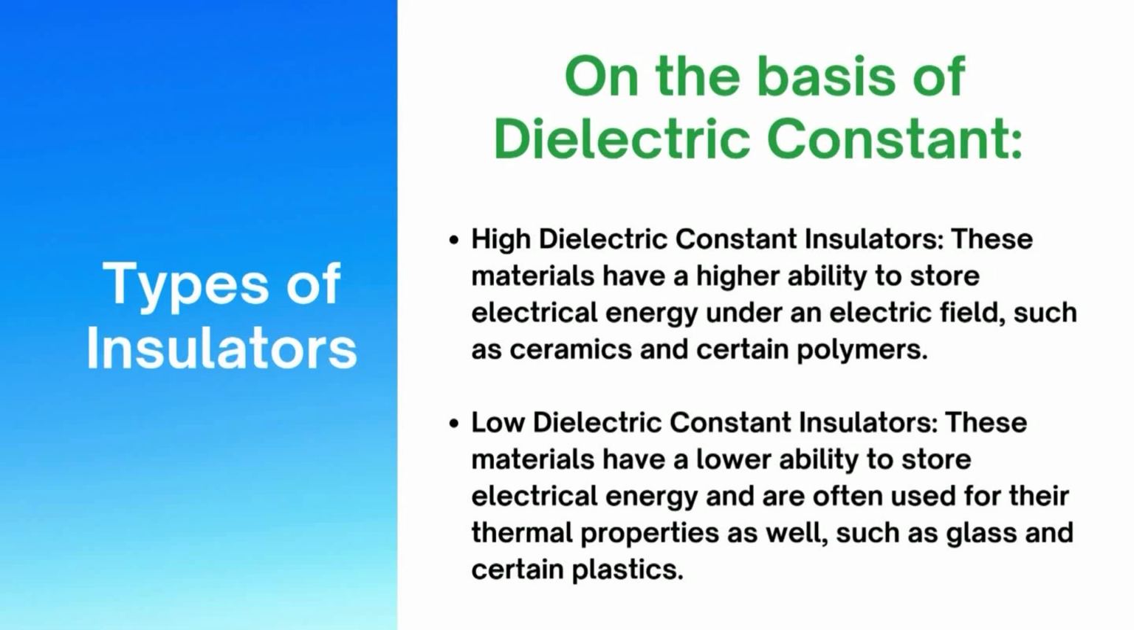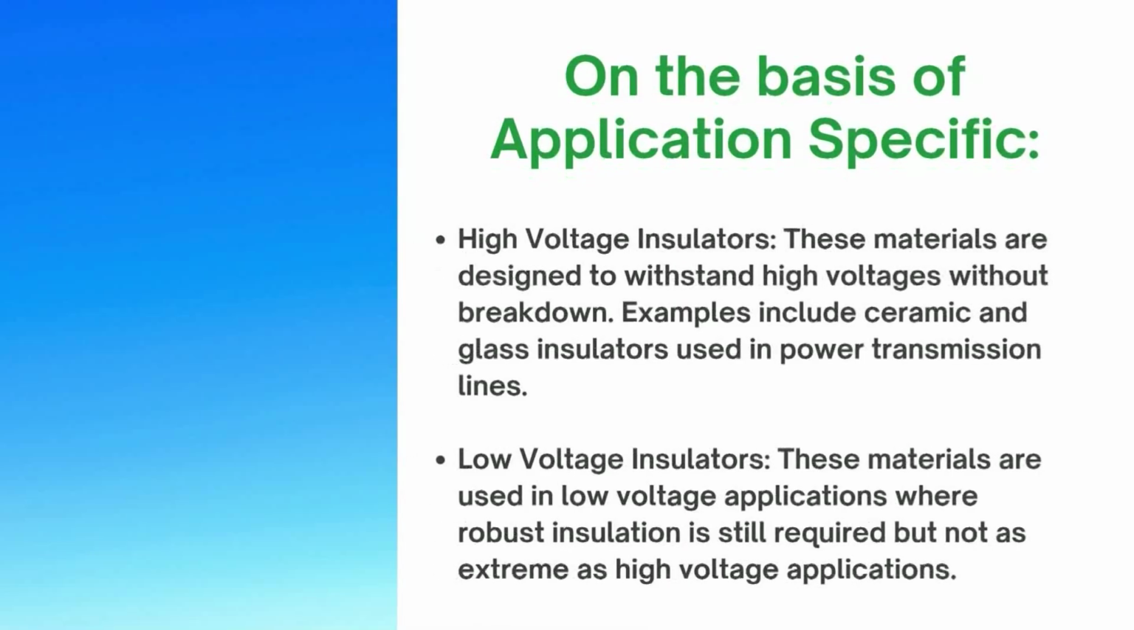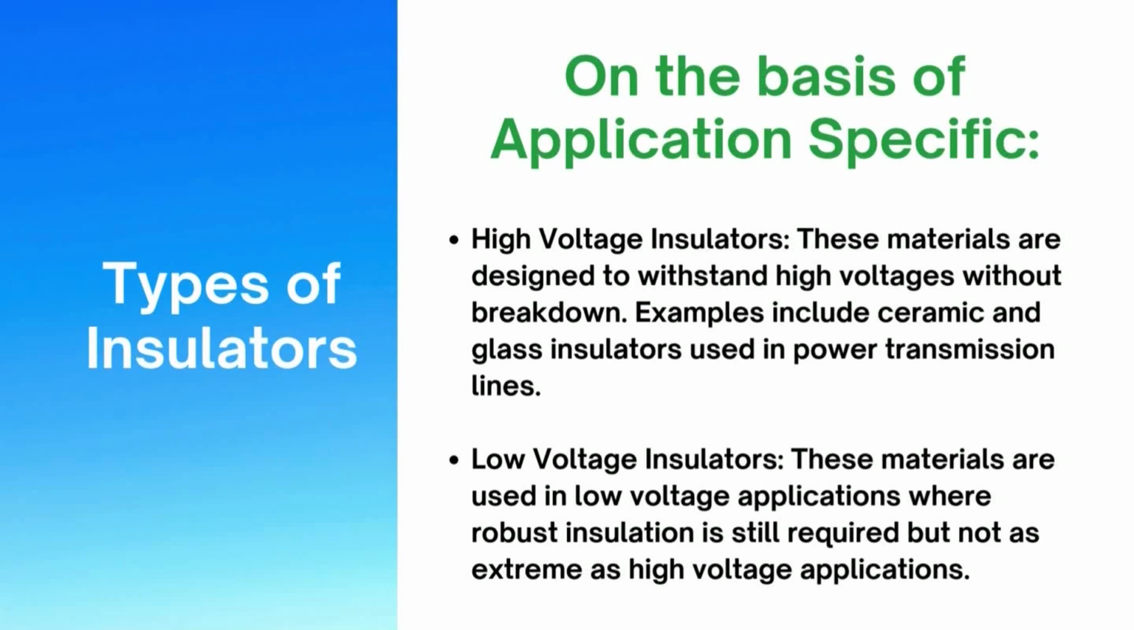In case of low dielectric constant insulators, these materials have a lower ability to store electrical energy and are often used for their thermal properties as well, such as glass and certain plastics. On the basis of application, the insulators can be classified as high voltage insulators and low voltage insulators. In case of high voltage insulators, these materials are designed to withstand high voltages without breakdown. Examples include ceramic and glass insulators used in power transmission lines.